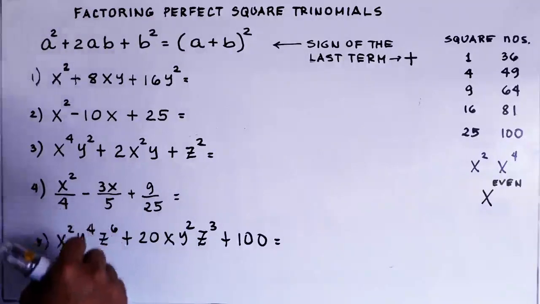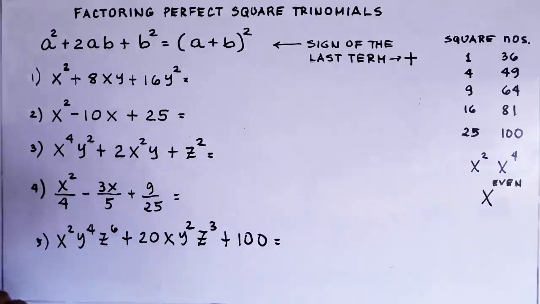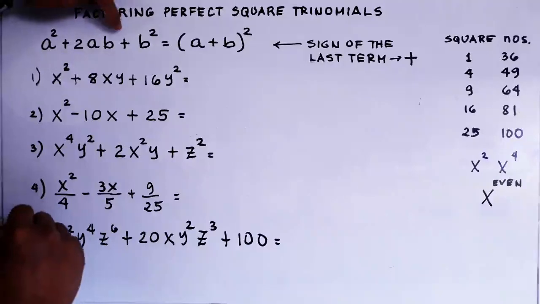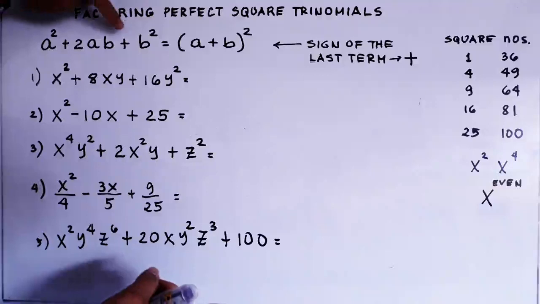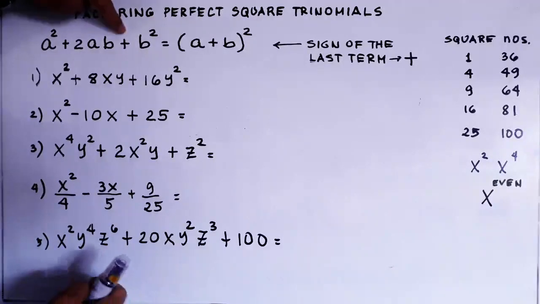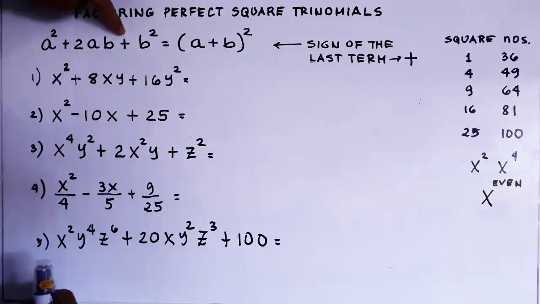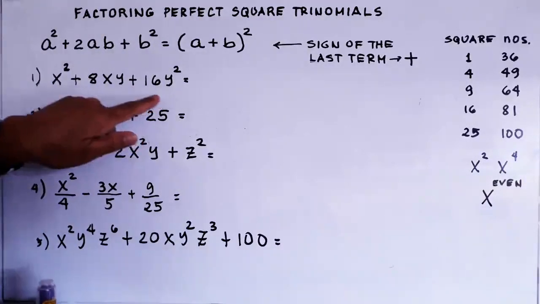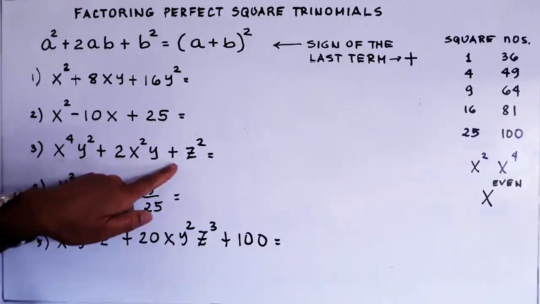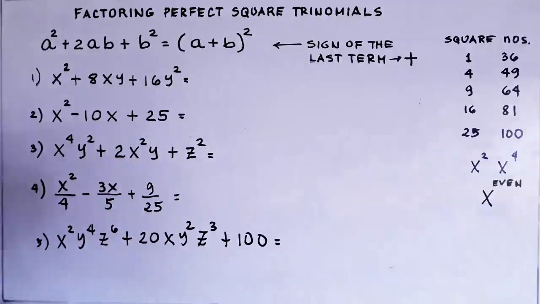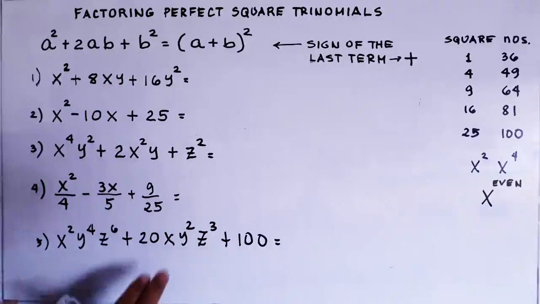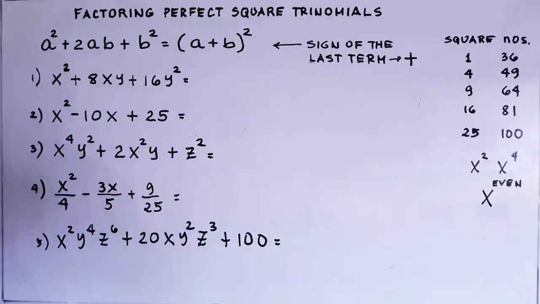So, the first requirement is that a perfect square trinomial has its sign on the last term, or the third term, always positive. It should always be positive. It can't be negative. So you will see in our example here that all the signs of the last term are positive. If that is negative, it is not a perfect square trinomial anymore.